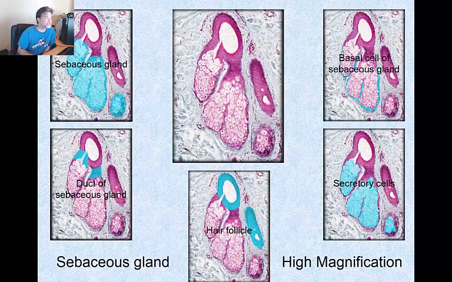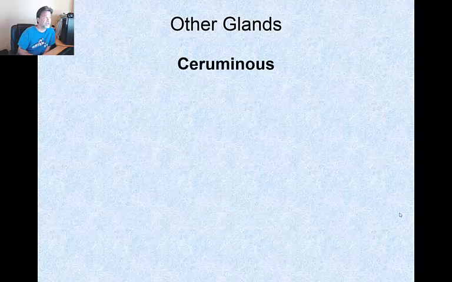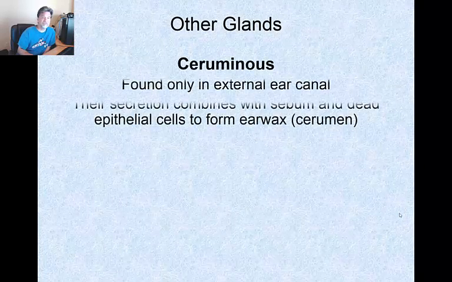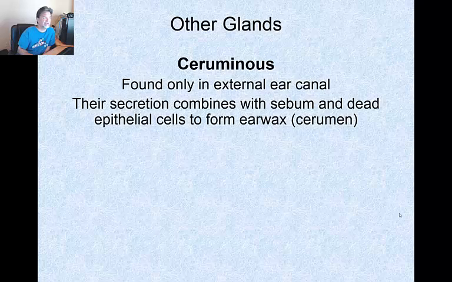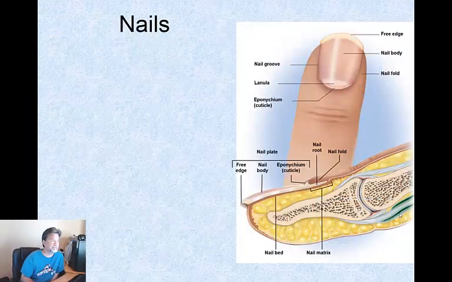Here are just some pictures of some sebaceous glands, a little more complex than your basic sweat gland. We have a couple other types, the ceruminous glands. These produce earwax, and that's to protect your ear from dust and so forth. Mammary glands, the breast of both sexes, we have very little glandular material unless pregnancy occurs, lactation is going to begin, and these, remember, are just a type of apocrine sweat gland.